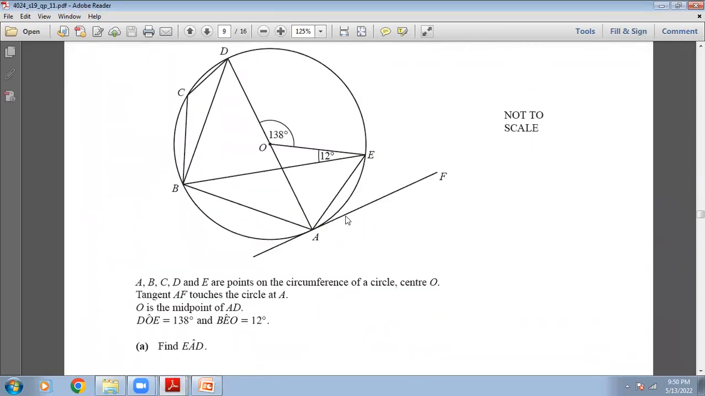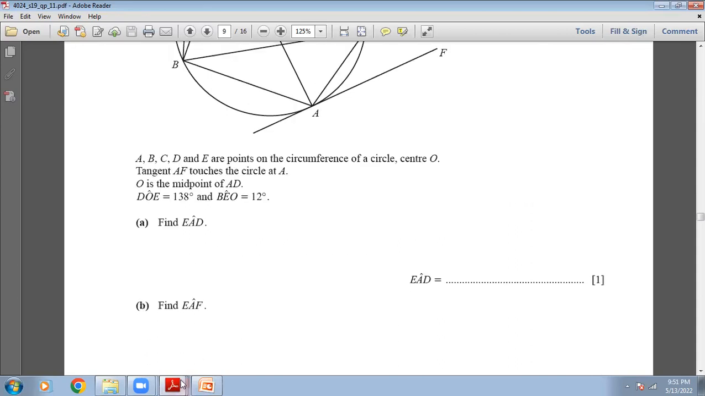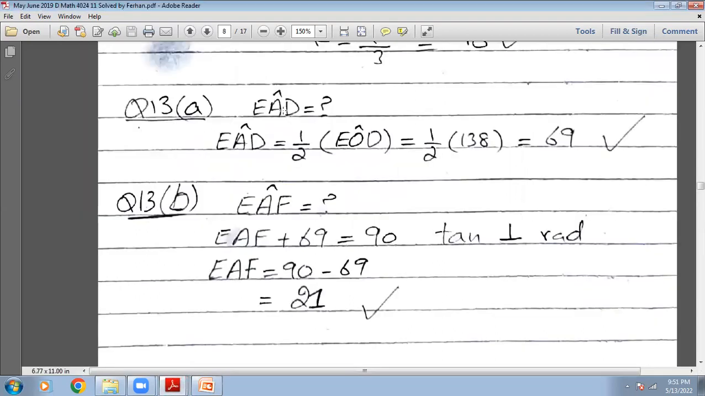The first question is EAD. The strategy which I use there is very, very simple. It is EOD. Can you see this? DE is the chord, and the angle subtended by this chord at the center is 138, and the angle subtended by DE on the circumference is this EAD. So this will be half of this 138. EAD will be equal to 1 by 2 of EOD, and it will be 1 by 2 of 138, and it will be 69.